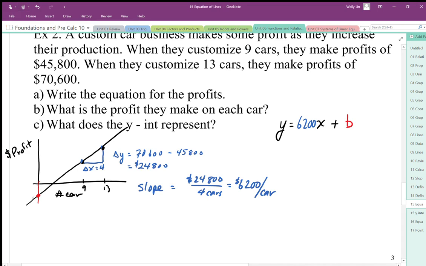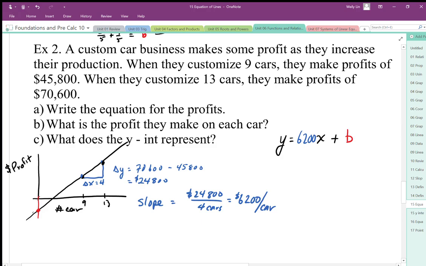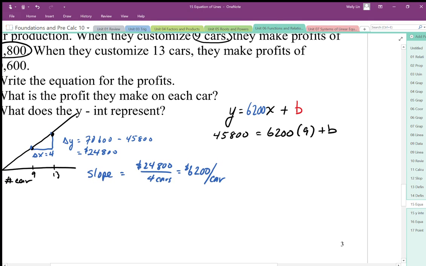Well, how did I do it last time? What I did was I plugged in my x and y pairs. So I have x and y pairs here. Here's my x, here's my y. So I'm going to plug that into my equation. So $45,800 equals $6,200 per car for 9 cars, and I'm going to be left with my y-intercept to solve for.